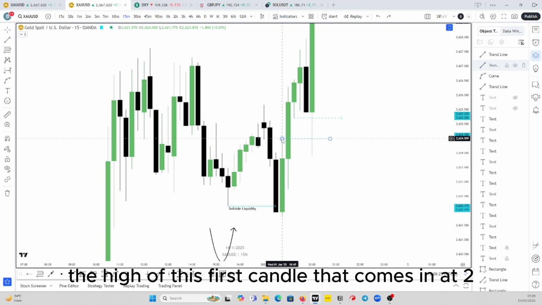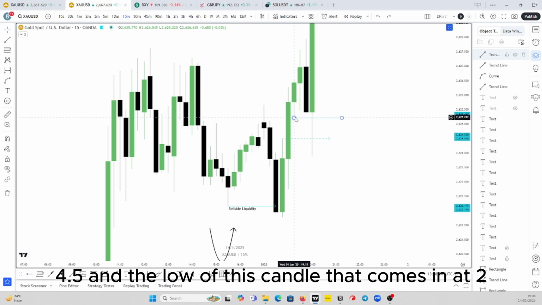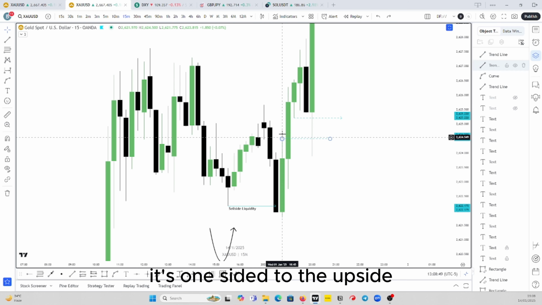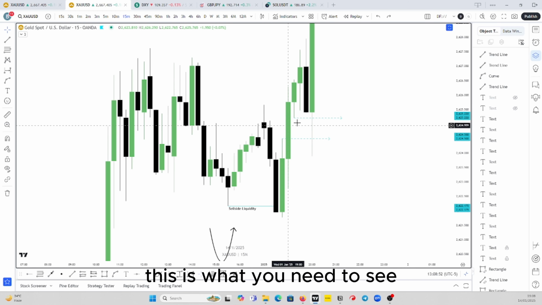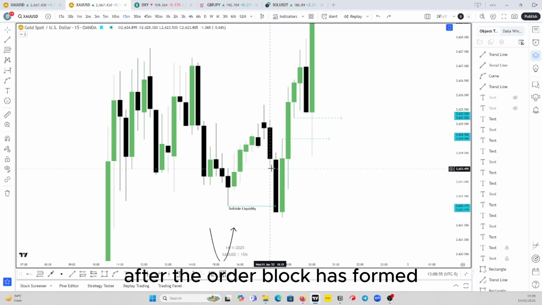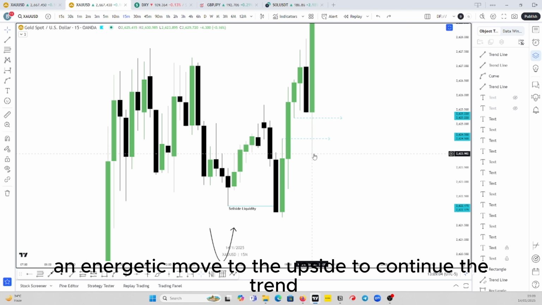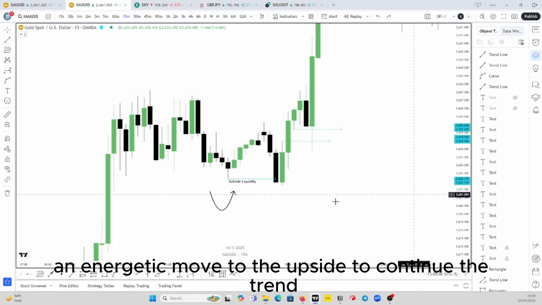The high of this first candle comes in at 2624.5, and the low of this candle comes in at 2625.2. The space in between those 2 points is the fair value gap. Okay, this is an imbalance in price. It's one-sided to the upside. This is what you need to see after the order block has formed. When you see that, you know that when price retests this order block, we will have an energetic move to the upside to continue the trend.